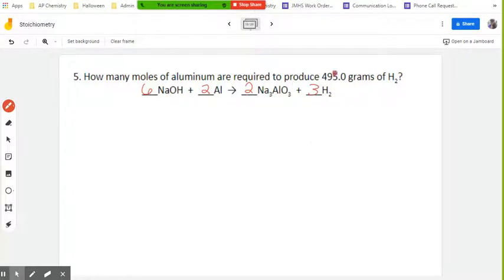All right. So once again, we're going to circle where we're going. We want to get to moles. We are going to start with grams. Okay? So circle and then underline. We're going to go ahead and write out what we've got. So 495.0, by the way, that's 4 significant figures that we're going to get in our answer. Grams of H2.